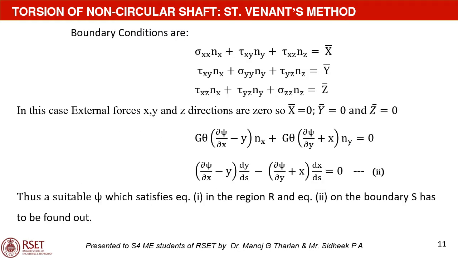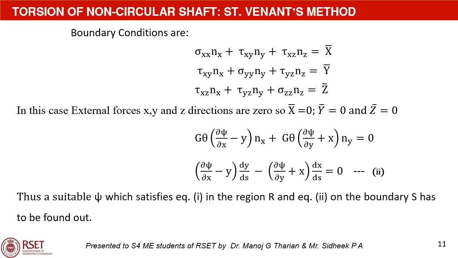Applying the equations for the boundary conditions as we have learned in the second module, the equations are sigma xx into nx plus tau xy into ny plus tau xz into nz is equal to x bar, tau xy into nx plus sigma yy into ny plus tau yz into nz is equal to y bar, tau xz into nx plus tau yz into ny plus sigma zz into nz is equal to z bar, where x bar, y bar and z bar are the externally applied forces along the x, y and z directions respectively.